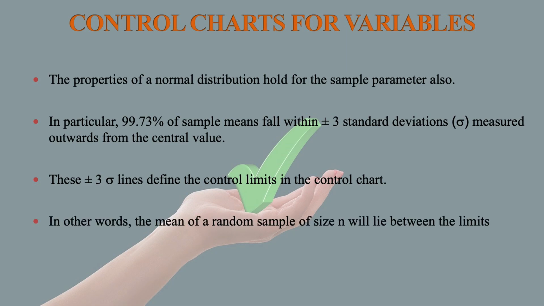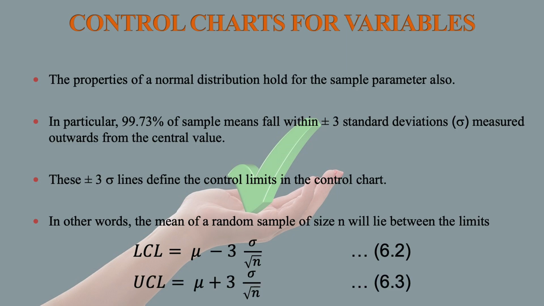In other words, the mean of a random sample of size n will lie between the limits. So, lower control limit is equal to mu minus 3 sigma by root n, and upper control limit is equal to mu plus 3 sigma by root n.